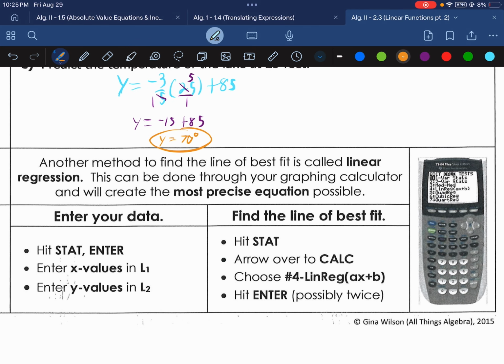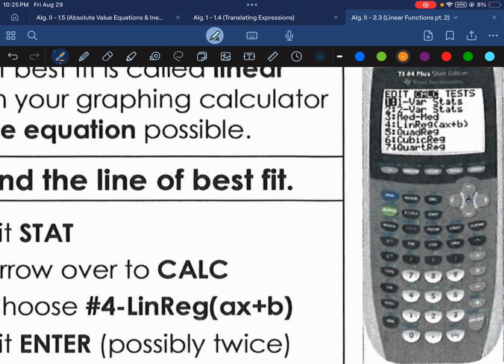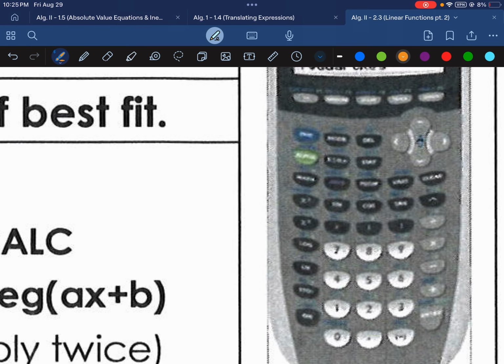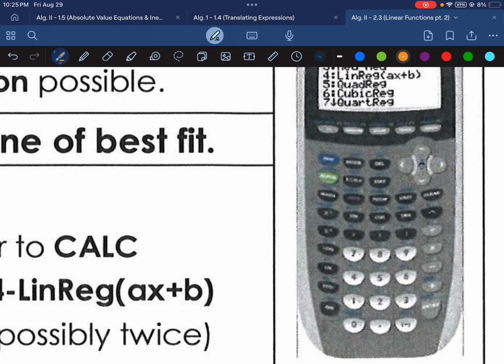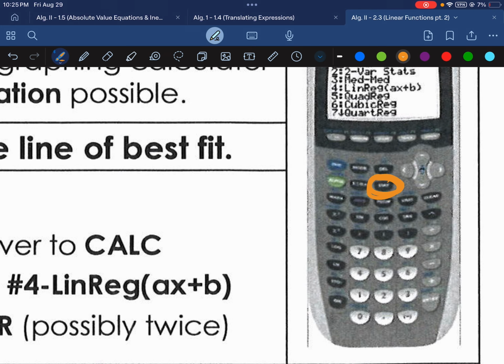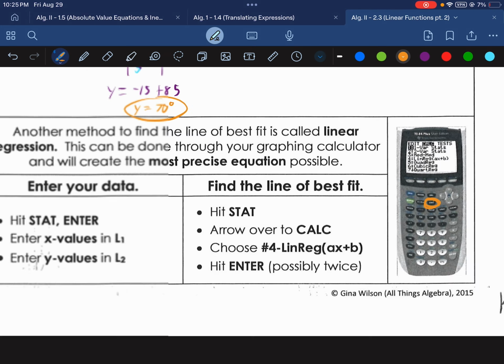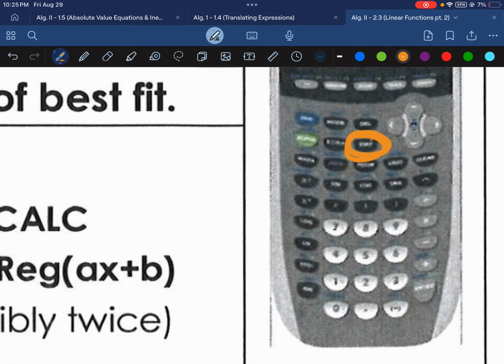So as it mentions here, you have to hit stat, which is a button on this calculator. This TI-84 is very similar to the ones that we use. This is just an older version of the ones we use. And so there's this button for stat right there on the calculator, and you'd click that button, and then you click enter.